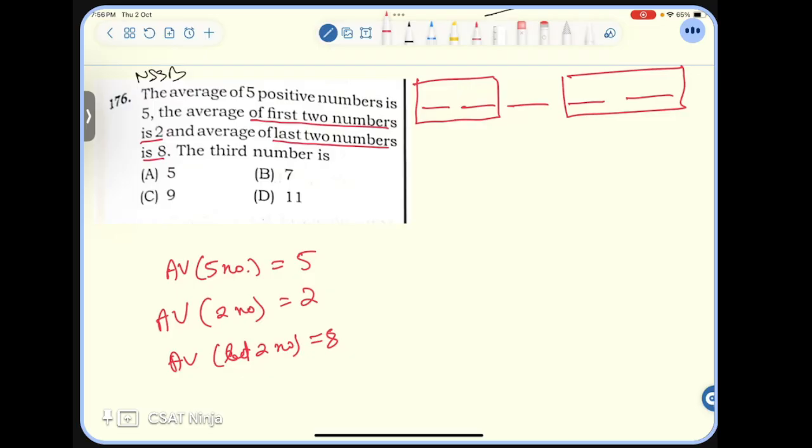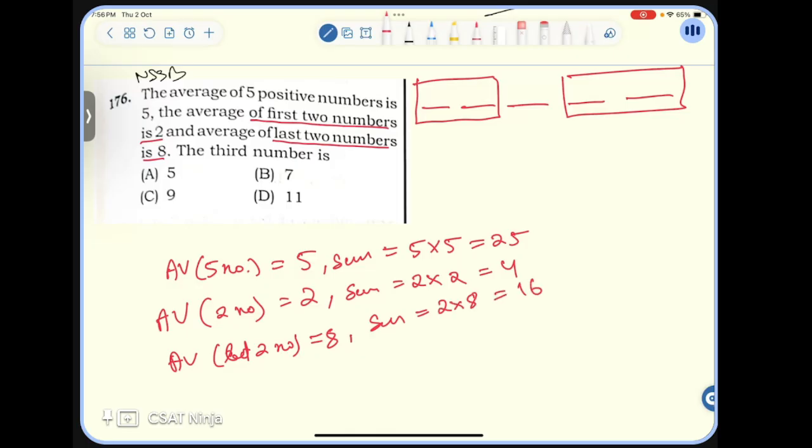Now, let's find the sum of this. Sum of 5 numbers will be how much? 5 into 5, which will give me 25 there. As some of your friends are getting 5 there, let's cross check. For the first two, sum is equal to 2 into average 2, which gives me 4. Again, there are 2 terms and their average is 8, which means 8 times 2 is 16.